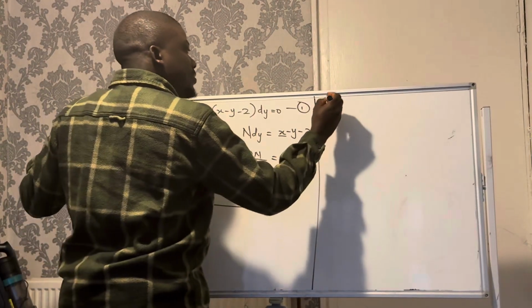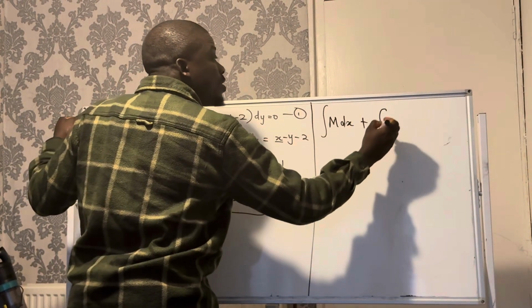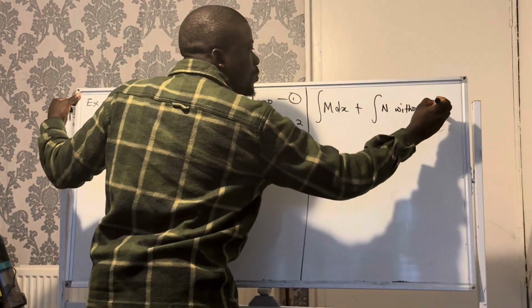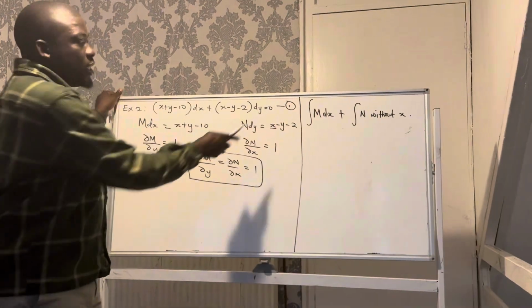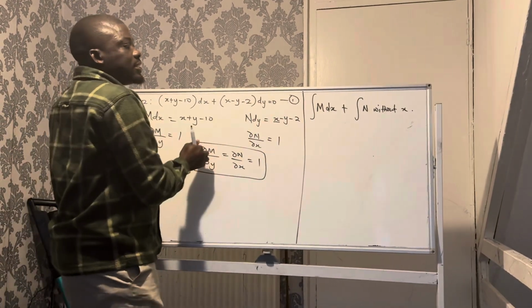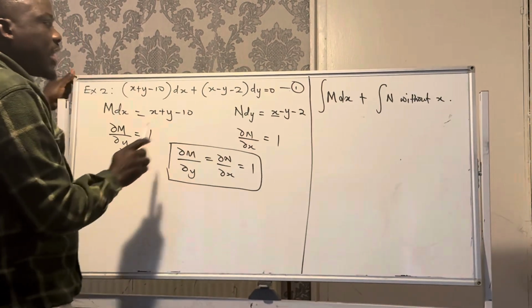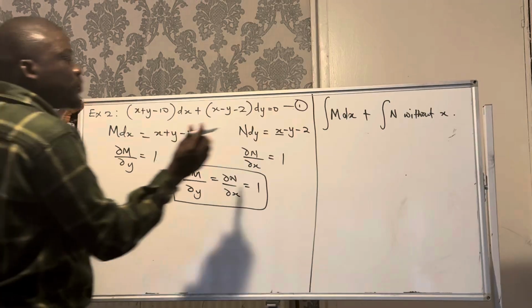And if it's exact, how do we get our answer? We have the integral of m ds plus integral of n without s. Meaning you integrate m with respect to s in equation 1. And here you integrate n as well without s. Now let's integrate m with respect to s. If we integrate this, you have what?